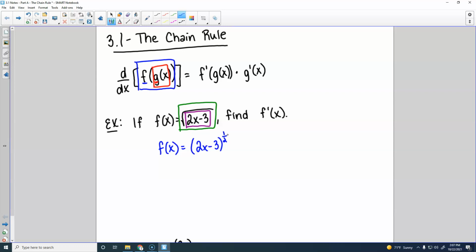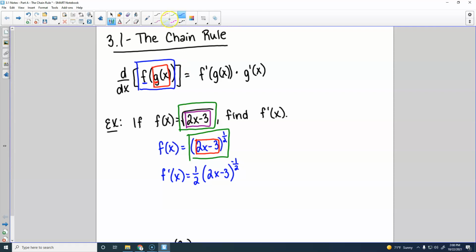Whenever we take the derivative of this outside part, the inside stuff stays the same. We treat it like it's just an x, like we're not doing anything to it. So if I'm taking the derivative of that being to the 1/2 power, I'm going to multiply out front by 1/2. I leave the stuff on the inside exactly like it is. And then I subtract 1 from my exponent. I get negative 1/2. So that's taking the derivative of that outside function.